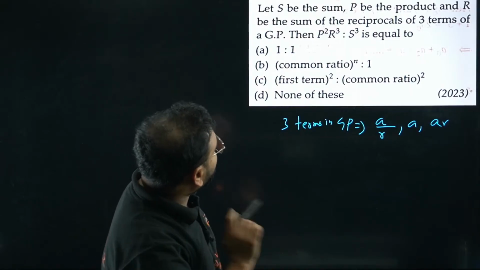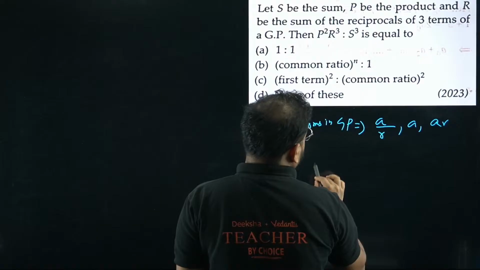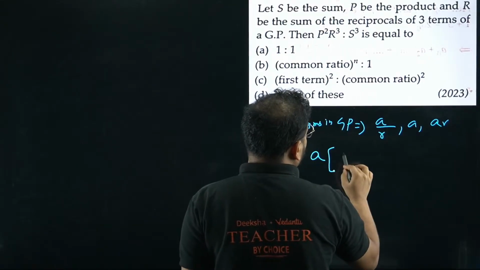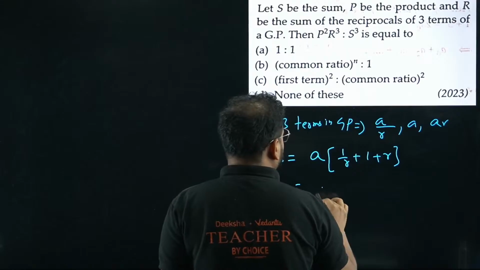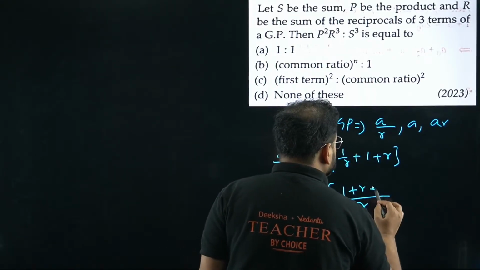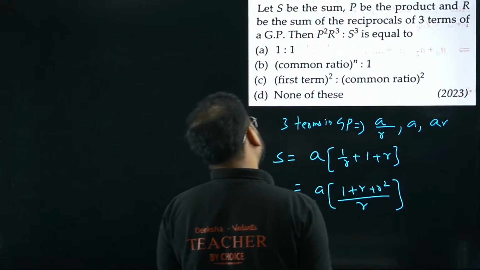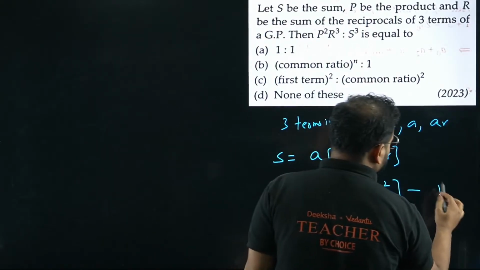They've given the product. S is given first, so take the sum. Sum will become, take a common, you have 1 by r plus 1 plus r. You have here a times, it will become (1 plus r plus r squared) by r. That is it. Sum is this. This is my first condition. Let's write this as equation number 1.